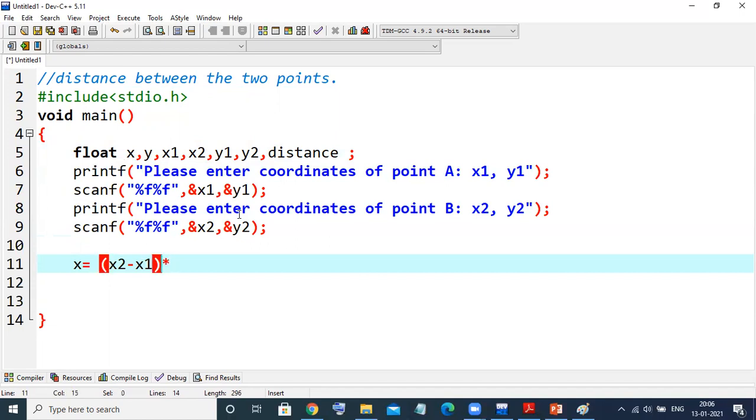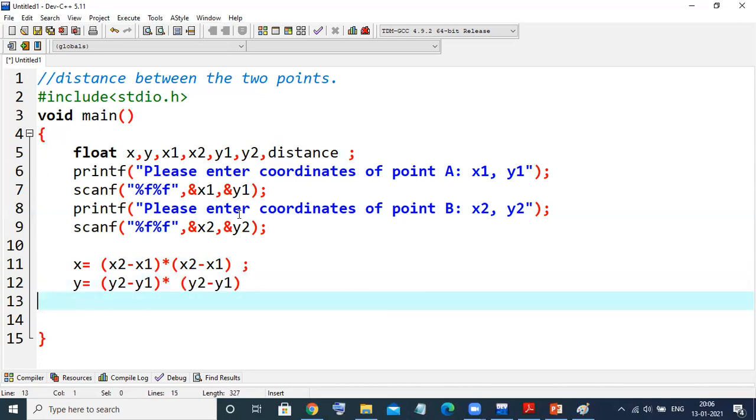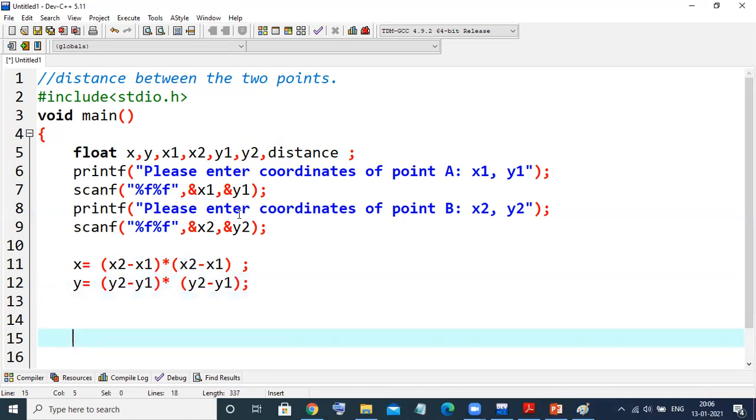We need to find the square of this particular thing, so again we'll take the same, so it will give the square of this x2 minus x1 value. Then similarly we'll take y equals y2 minus y1, multiplied by the same value, y2 minus y1. Now we know the formula.